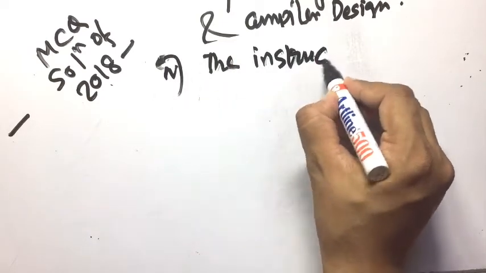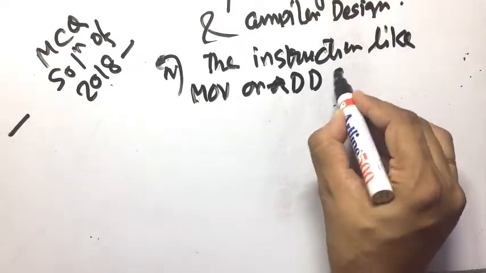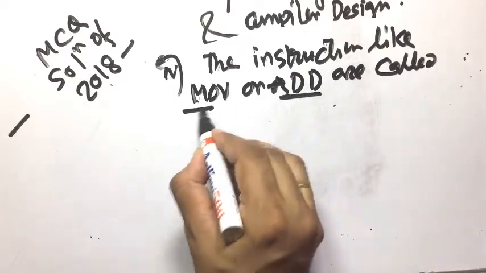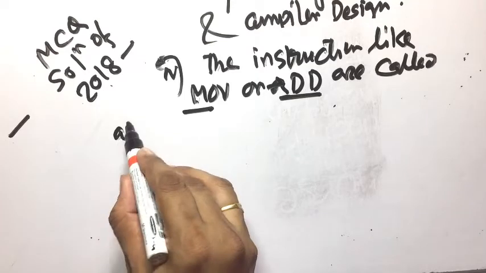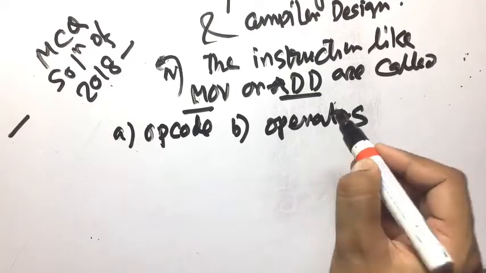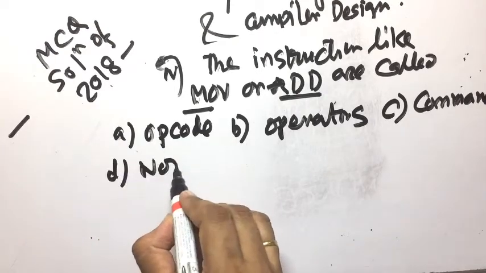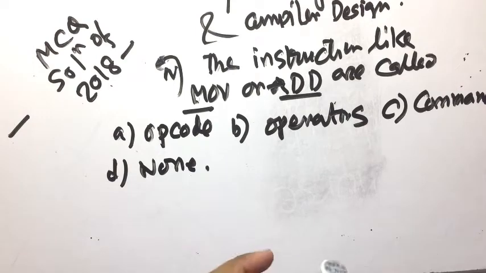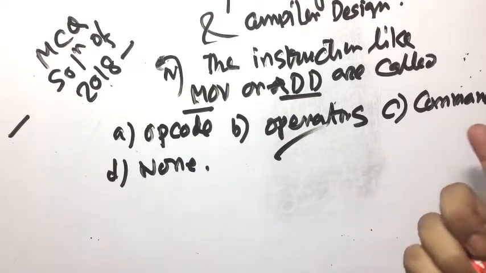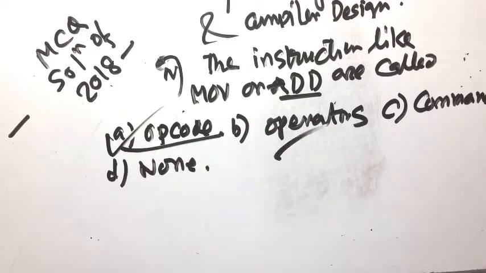The instructions like MOV or add are called number 1 opcode, meaning operation code, number 2 operators, number 3 commands, number 4 none. Definitely they are called operation code. They are not operators, they are not commands. Commands mean a combination of opcode and operand, but these are specific opcodes. So the answer is opcode.